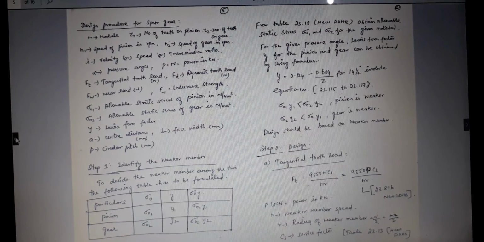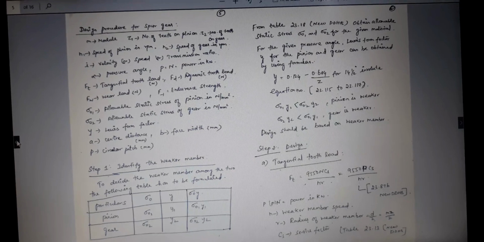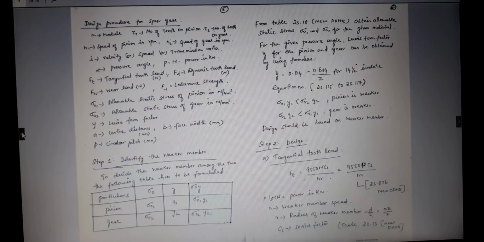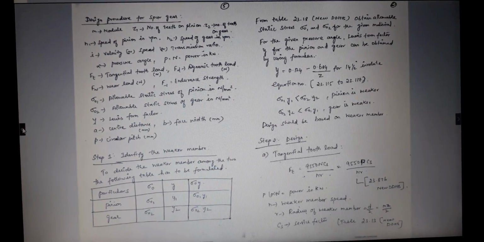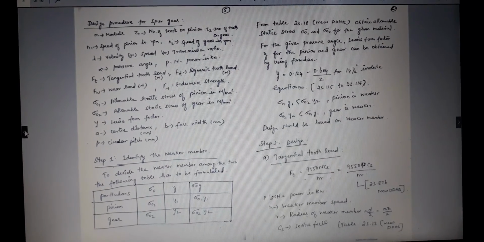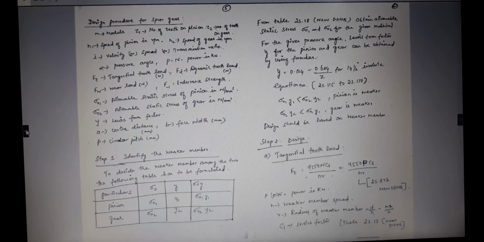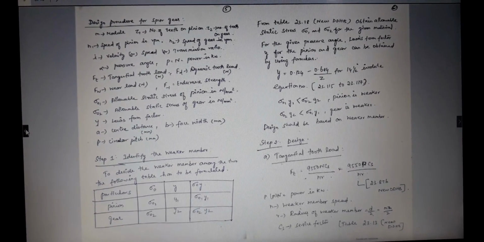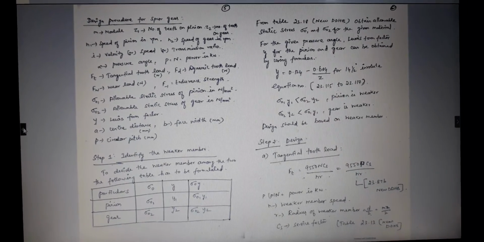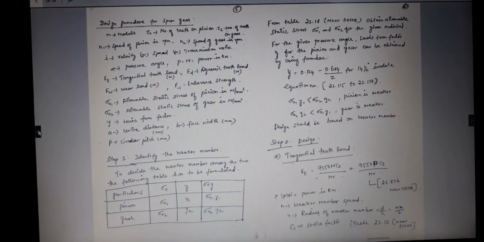After that, what is meant by Y? Y is the Lewis form factor. So you have to calculate sigma naught multiplied by Y. What is meant by sigma naught? That is the allowable static stress. Y is the Lewis form factor. You have to multiply the two to get the value. Based on that, you have to identify the weaker member. For a pinion, you have to calculate sigma naught 1 Y1, and sigma naught 2 Y2. Whichever is weaker, you have to select, and the design is based on the weaker member only.